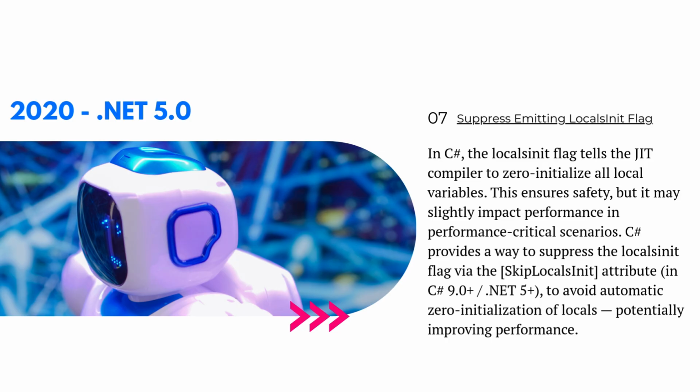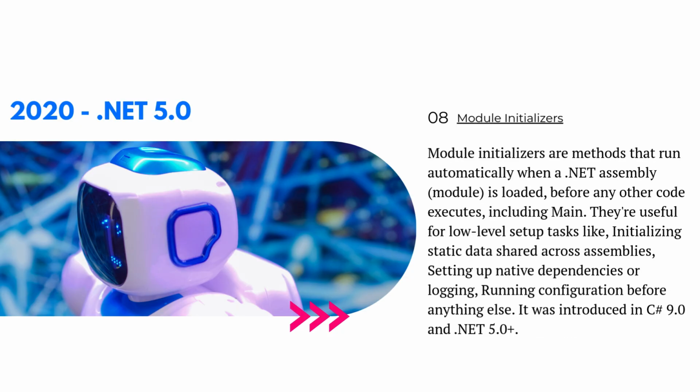This ensures safety, but it may slightly impact performance in performance-critical scenarios. Module initializers are methods that run automatically when a .NET assembly module is loaded, before any other code executes, including Main. They're useful for low-level setup tasks like initializing static data shared across assemblies, setting up native dependencies or logging, running configuration before anything else. It was introduced in C# 9.0 and .NET 5.0+.